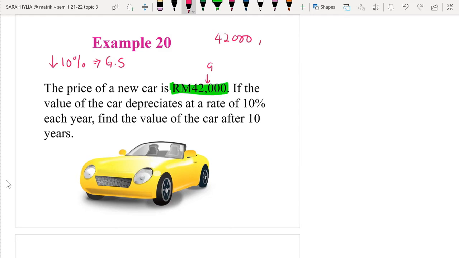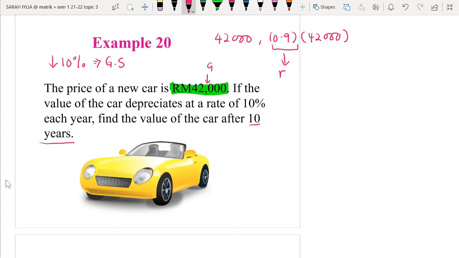Jangan darabkan dengan 10%. Darab 10% tu kita baru tahu harga berapa dia turun. Kita nak harga sebenarnya lepas turun kan. So, maksudnya dia akan jadi 0.9 times with 42,000. Okay, so here 0.9 would be our R dekat situ. So kena hati-hati sikit kat sini, jangan confuse. Jangan ambil 10%.